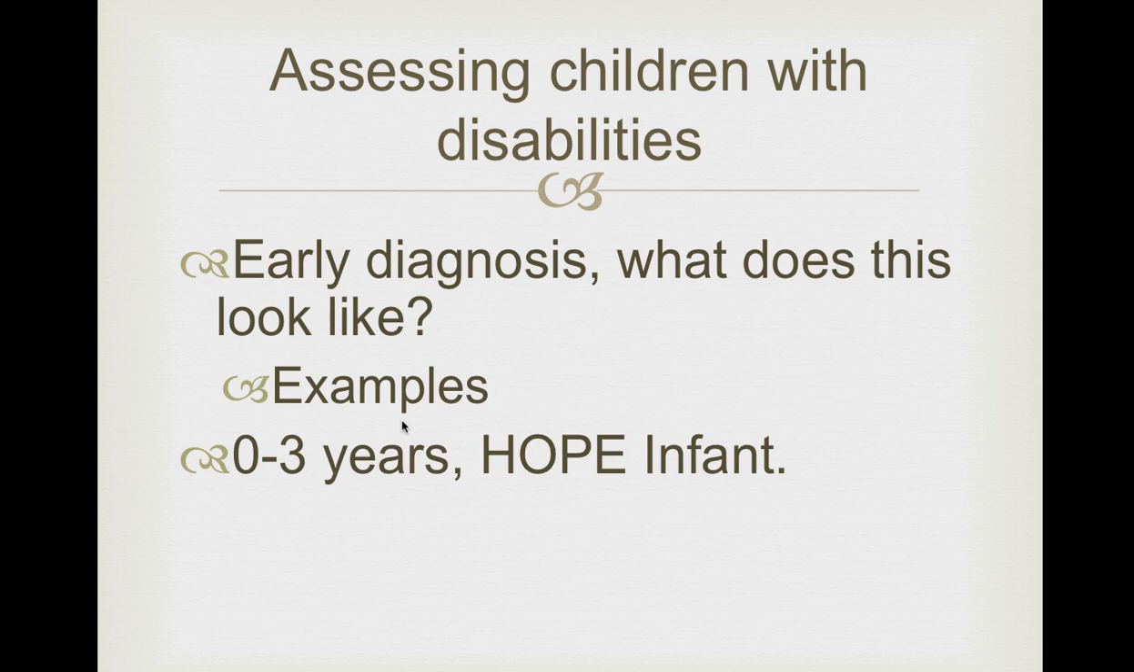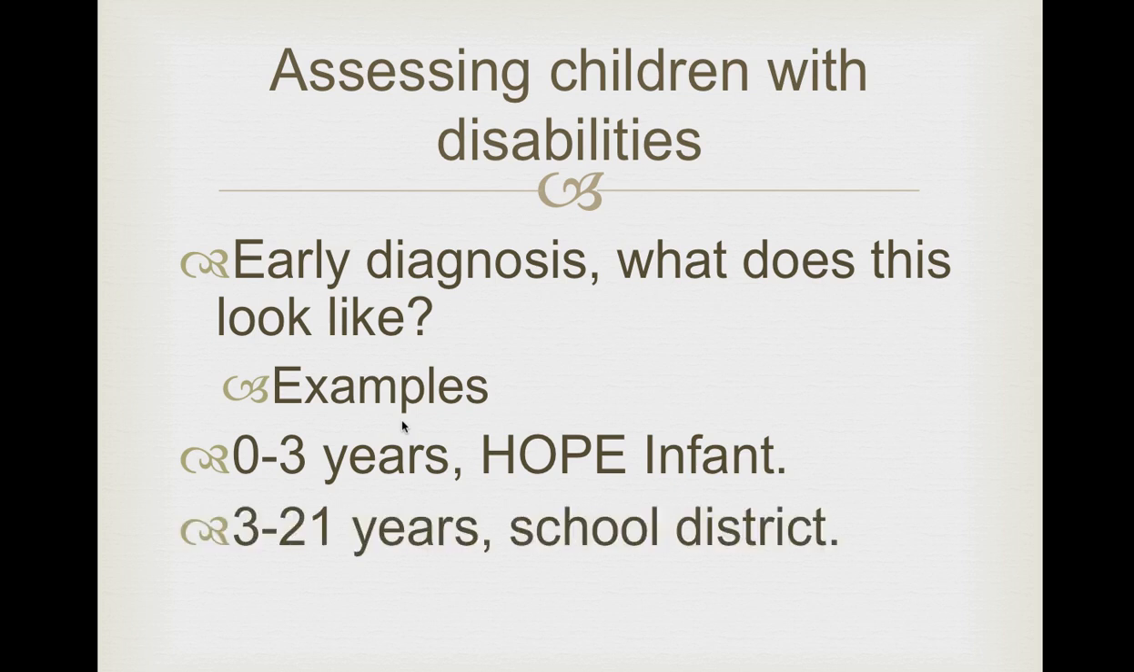For 0 to 3, we have Hope Infant, and that's run through the County Office of Education here in San Diego County. So if we have a child who is 0 to 3, we can get him in that way. Luckily, my son just started talking when he was about 2.5, a little after 2. That was a time when we couldn't understand a word he was saying. But I knew we could get him in at 3 into the school district, so we just waited. And then 3 to 21, of course, is the school district.